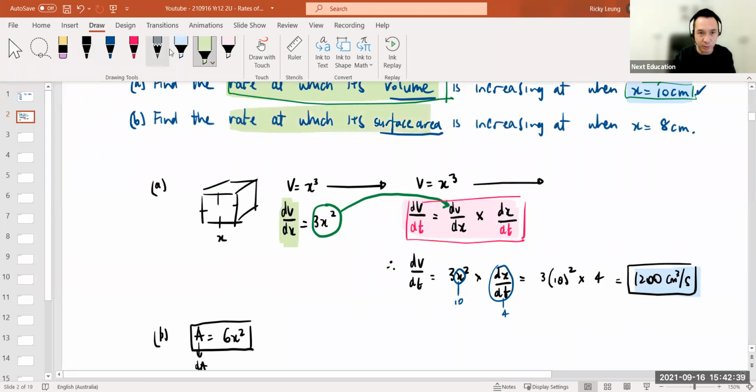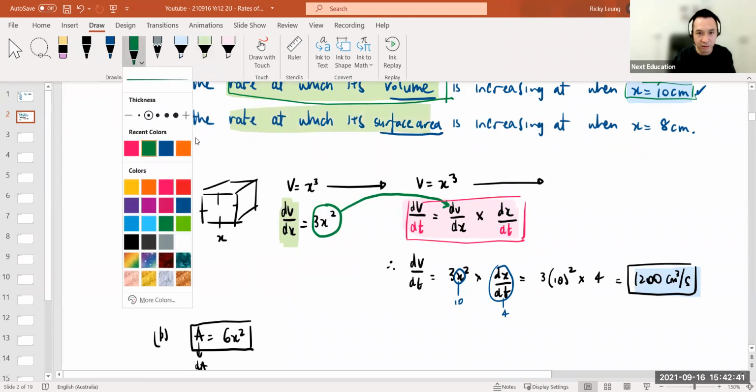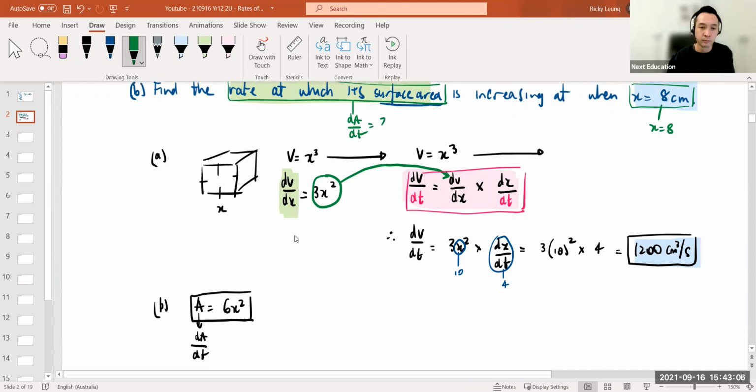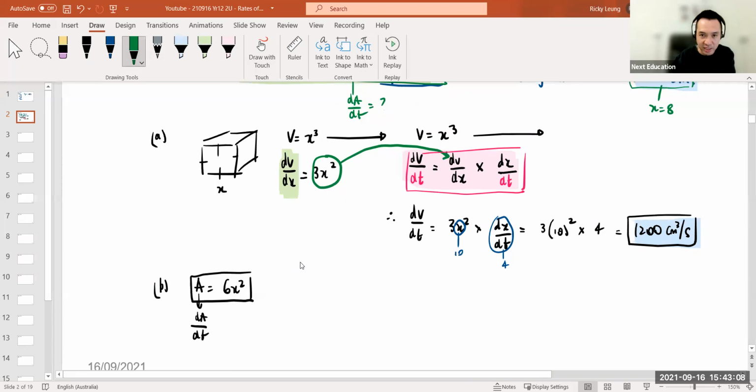I'll highlight that and say to myself the rate of change of the surface area is dA/dt. Also, guys, there's a different x value here: x equals 8. This guy's the question mark. So my question is asking for dA/dt. What's really important here is that I'm differentiating with respect to time.